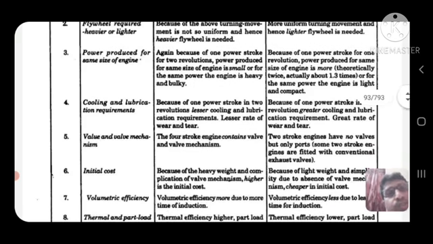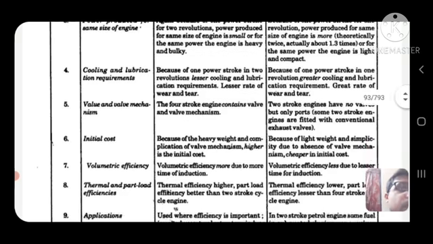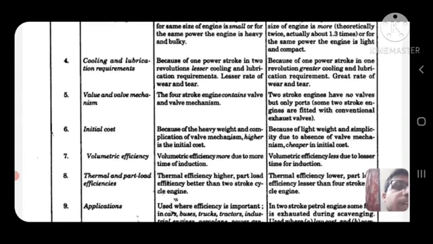Power produced for the same size of engine. Again, because of 1 power stroke for 2 revolutions, power produced for the same size engine is small, or for the same power the engine is heavy and bulky. Because of 1 power stroke for 1 revolution, power produced for a small size engine is more, theoretically twice, actually about 1.3 times, or for the same power the engine is light and compact.